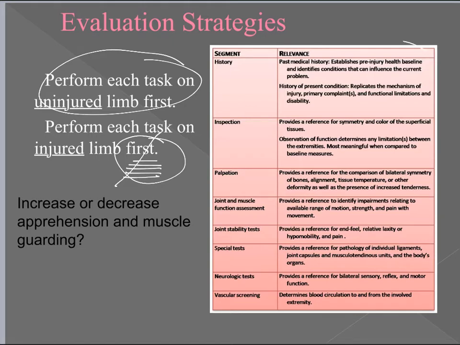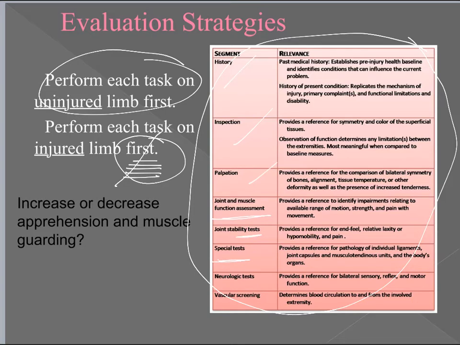We're always going to ask all of these questions here. So we're going to take a history, we're going to inspect, we're going to palpate, we're going to do that functional assessment and stability test, special test. Now I circle this and say neurological tests won't always be done, and I've already alluded to that in the slide previously. And same thing with vascular screening. That's only if we have traumatic injury such as a joint dislocation or fracture would we want to determine whether or not we're getting blood flow to the distal extremities.